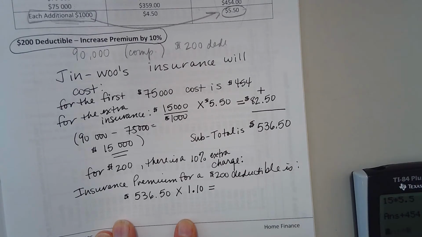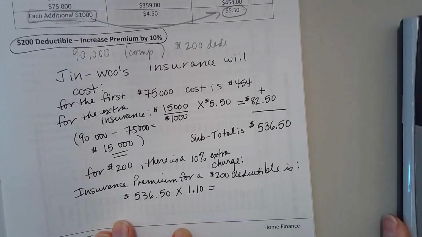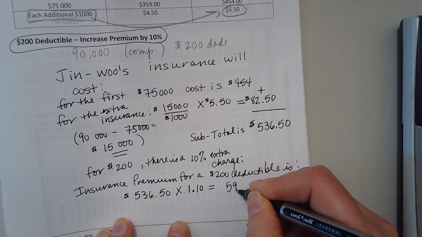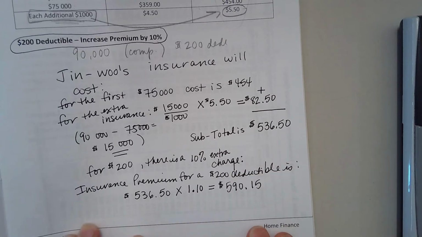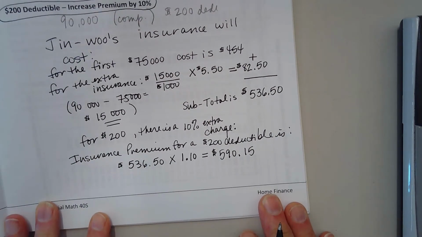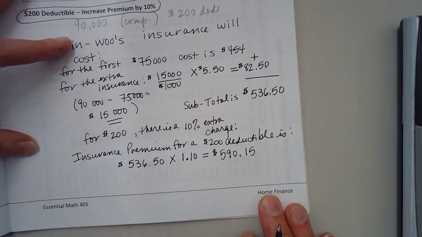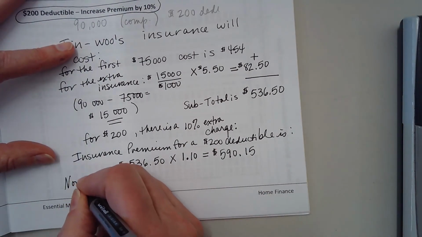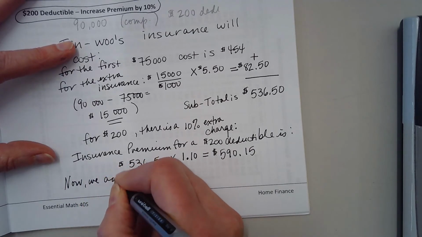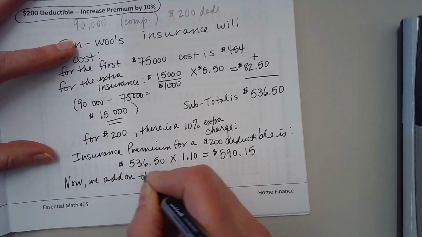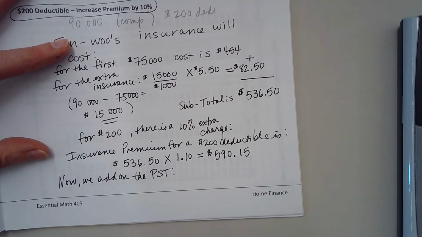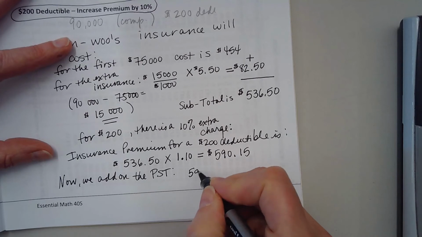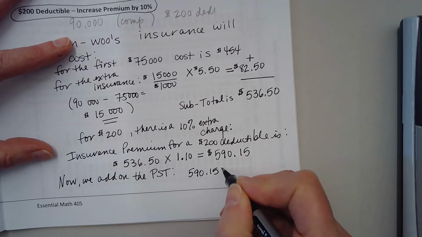Now, if you wanted to do these two together, times 1.10 times 1.07, you could do that. I just broke it down step by step, and I'll label my steps too. This is the final cost for your insurance. So if you could put them together, does that mean you could do the tax before the 10%? No. But you can do them together? Right. Okay.